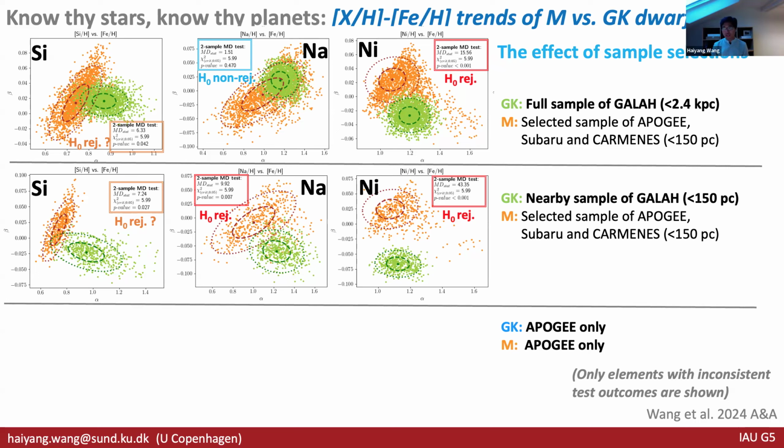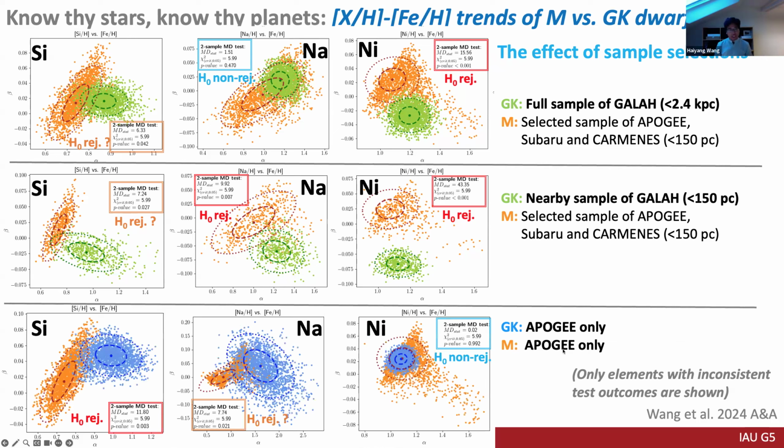Near infrared spectrum and the same pipeline, similar pipeline, and same model atmosphere. So then here is the test outcome. In the single M-dwarf scenario, we got silicon become clearly rejected, while for sodium it becomes a question mark on the rejection, where for nickel it's a non-rejection case. So you see this inconsistency between different sample selections. So indeed, this will play some role here.